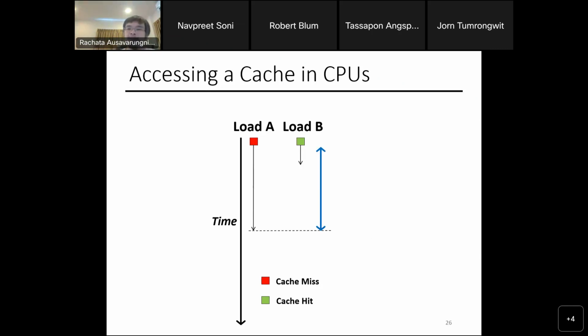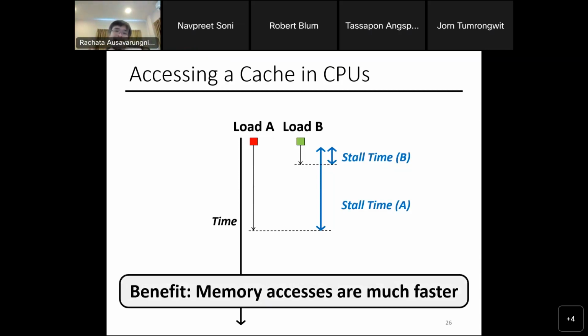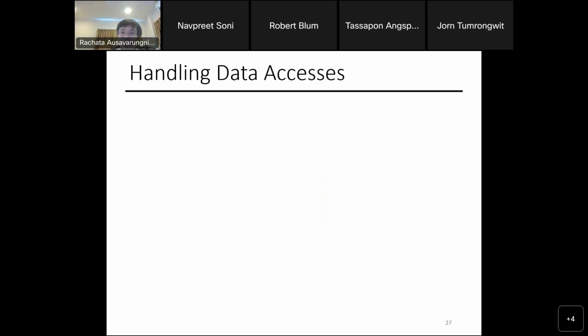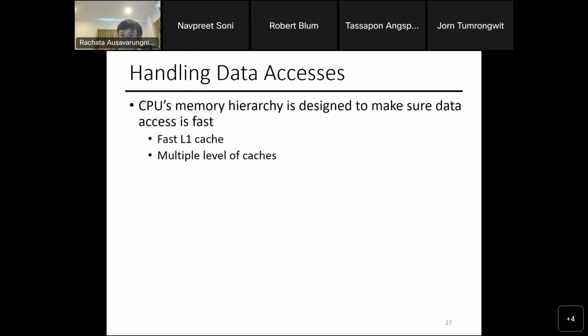But there's also a benefit in using the cache because of the stall time. Stall time is the time that I'm waiting for my data. For B it is a lot smaller than for A. So the benefit of the cache, as we learned yesterday, is faster data access. But let's look at the CPU. In the CPU memory hierarchy, you have a fast L1 cache and multiple levels of caches to make sure your data access is really fast.